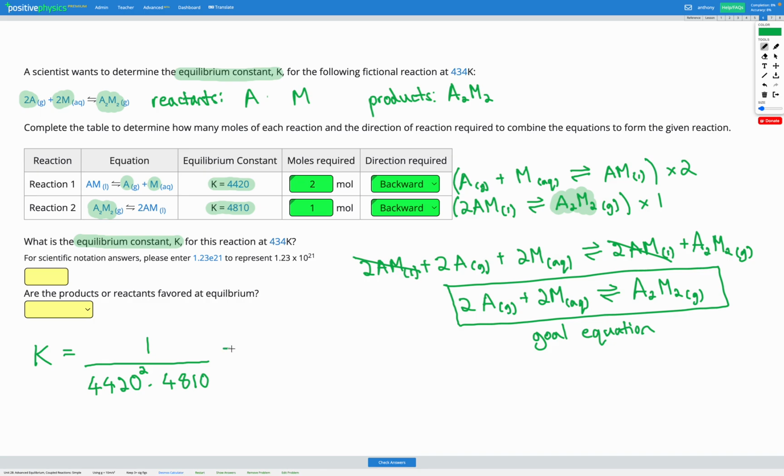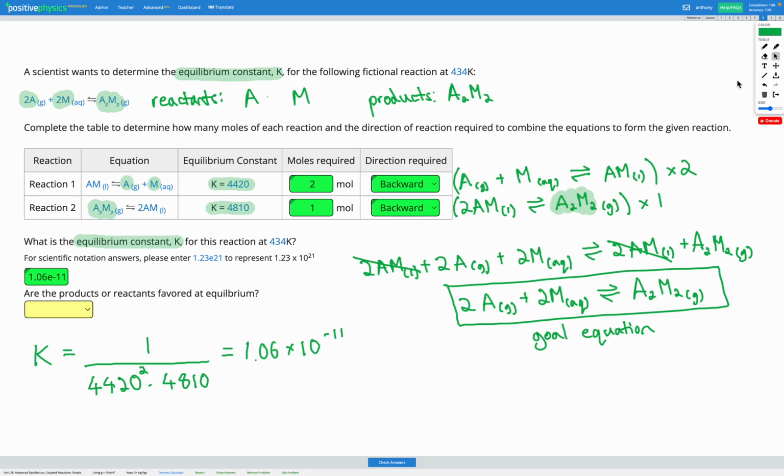Awesome. So now we just put this into our calculator. That's going to get us a value of 1.06 times 10 to the power of negative 11. So we can go ahead and enter that in our answer box. Remember that on this platform, for times 10 to the power of, we just type in E. So this is going to be 1.06 E negative 11. Awesome. So we figured out our equilibrium constant.